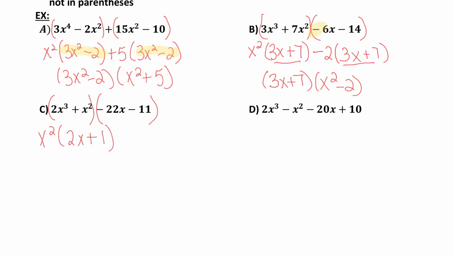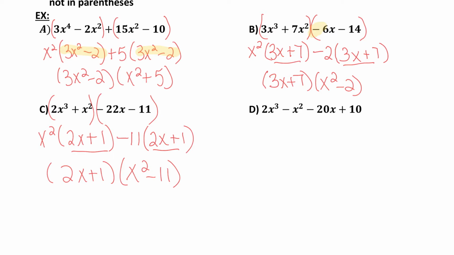Then in the second group, I do need to divide out that negative. And 22x and 11 can be divided by 11. So I'm dividing it by a negative 11. Negative 22x divided by negative 11 is a positive 2x. Negative 11 divided by negative 11 is a positive 1. Parentheses match. That's our first factor, and our last factor would be x squared minus 11.